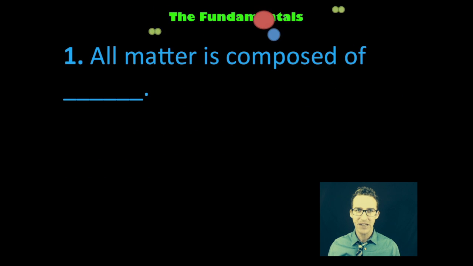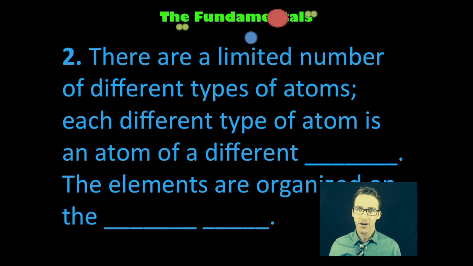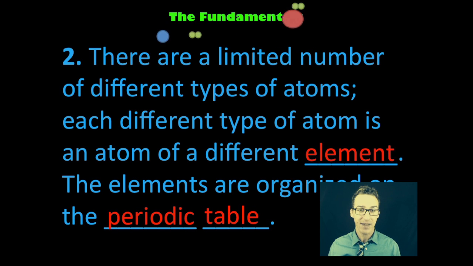And two, you're going to perform mathematical calculations involving weighted averages. First, some fundamentals from year one. All matter, you, me, everything that has a mass and takes up space is composed of atoms. Two, there are a limited number of different types of atoms. Each different type of atom is an atom of a different element. The elements are organized on one of the best documents ever created, and that's the periodic table.